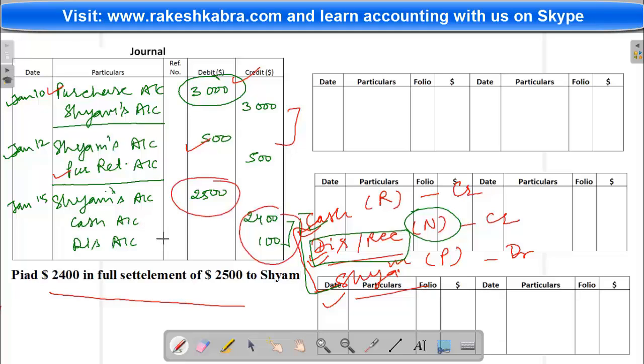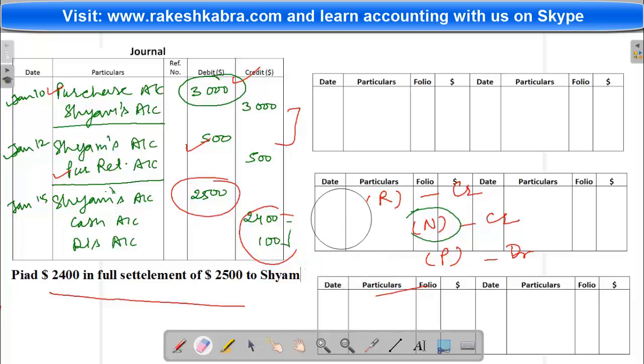Getting my point? So Shyam's account is debited with $2500, cash account credited with $2400, and discount account credited with $100. So this is the third entry. Understood? So I hope that you understood how to record these three transactions.